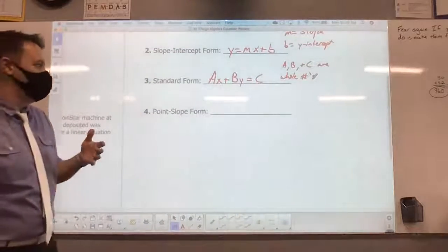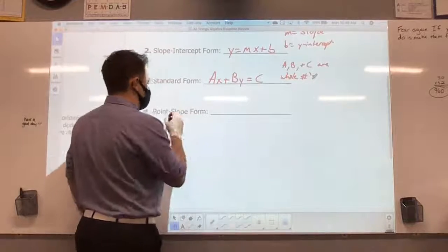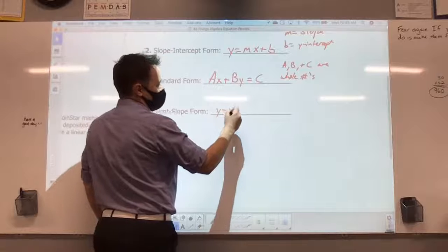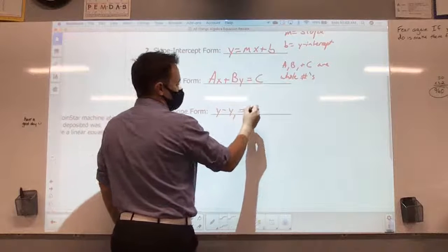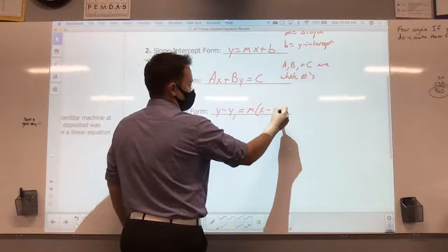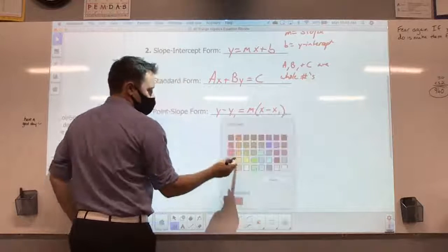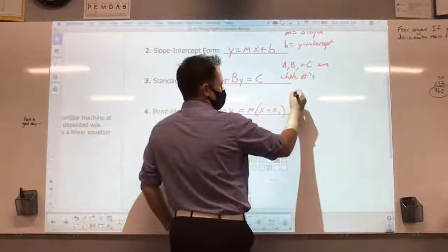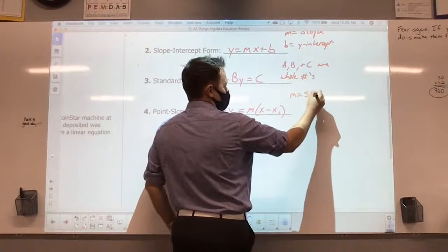I messed that up. The last thing is the point slope form, okay, where it's y minus y1 equals m, and then it was x minus x1. Now, here is the other thing. This was when it's a point and a slope. Okay, so m once again is your slope.